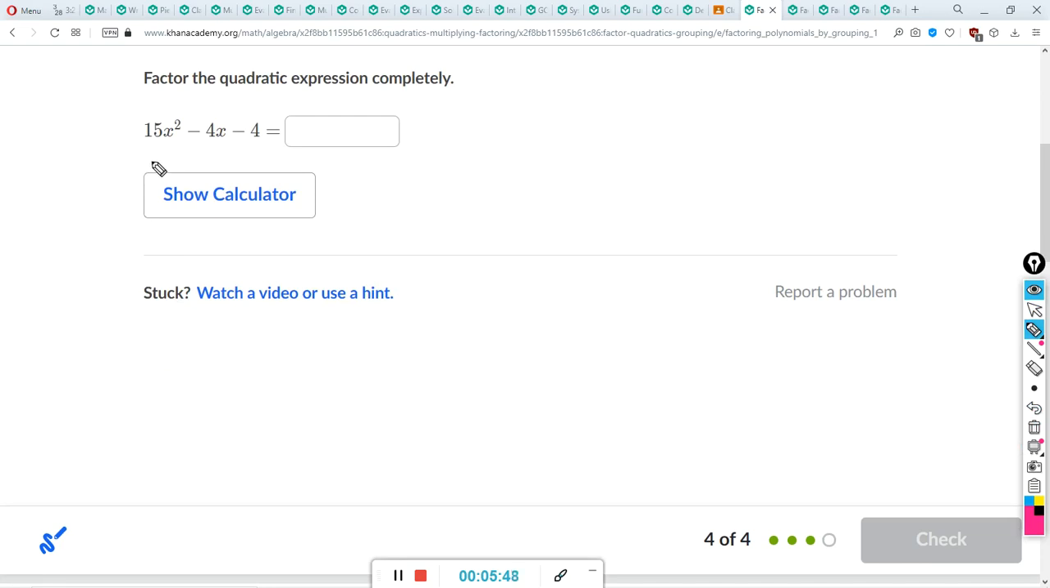All right. So as always, we have ax squared plus bx plus c. We want two numbers that multiply to a times c and add to b. So you can see a is 15. That's the one with x squared. And you can see that c is negative 4.